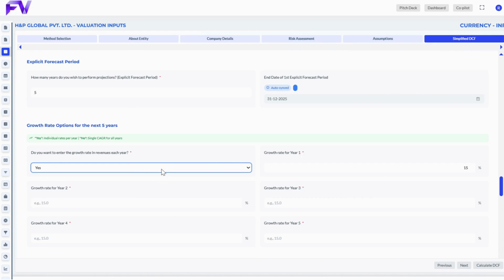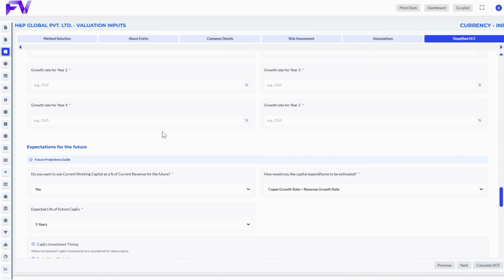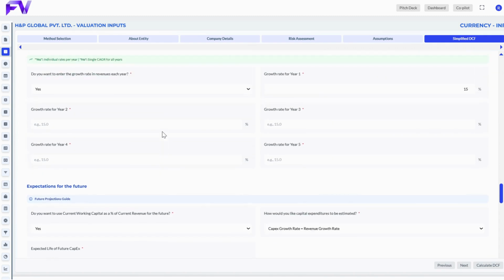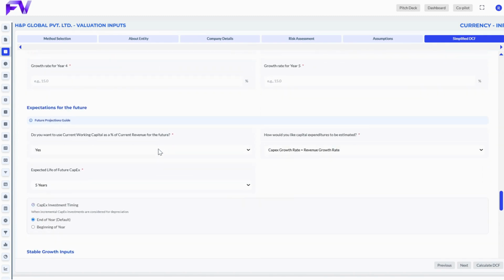Here, you will define key assumptions for your forward-looking estimates. First, choose whether to use current working capital as a percentage of current revenue for future projections. Next, select how you'd like to estimate capital expenditures. By default, the CapEx growth rate equals the revenue growth rate. Then, enter the expected useful life of future CapEx, typically set at 10 years.